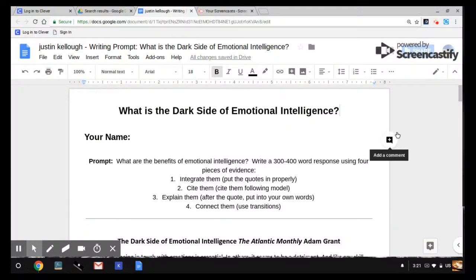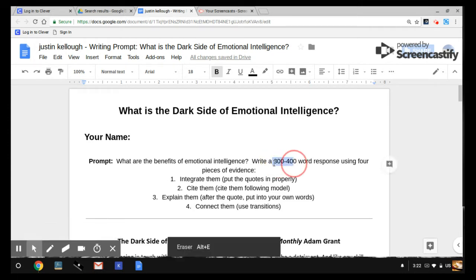Your task in class continues to be a written response to answer the question, what's the dark side of emotional intelligence? You're trying to find 4 quotes from an article about emotional intelligence and the harms that it can cause, and share what those quotes are and interpret them in your own words. You're trying to write 300 to 400 words, but don't get obsessed with that word count, because depending on what kind of quotes you use, you may have more or less than others.